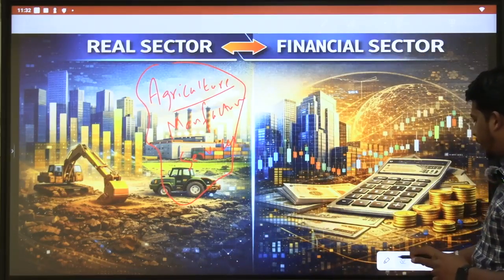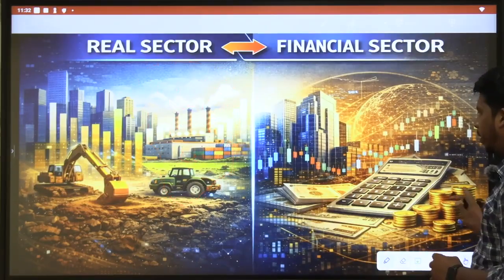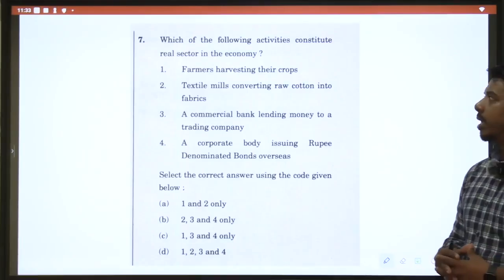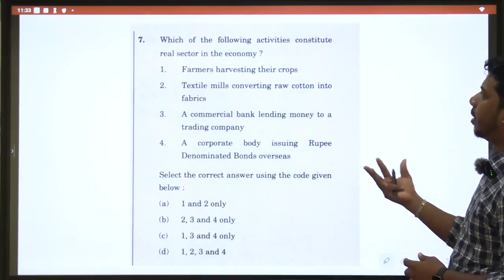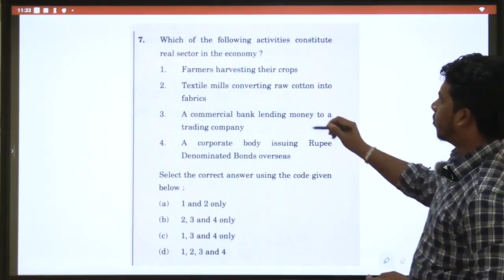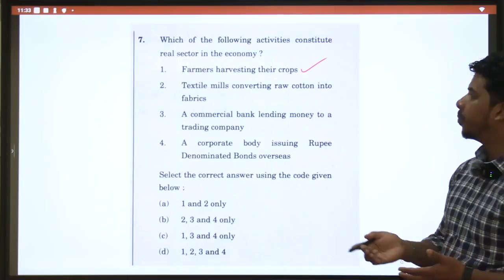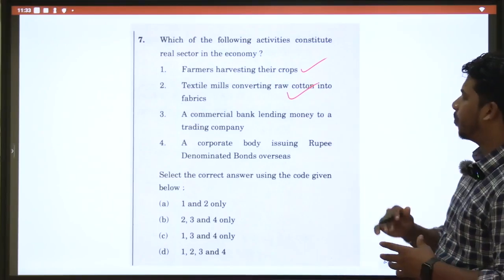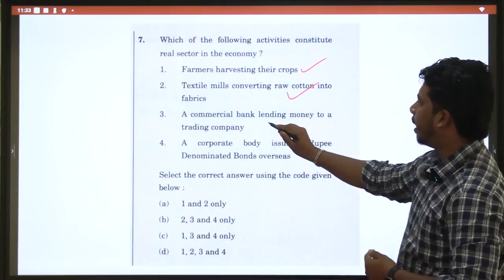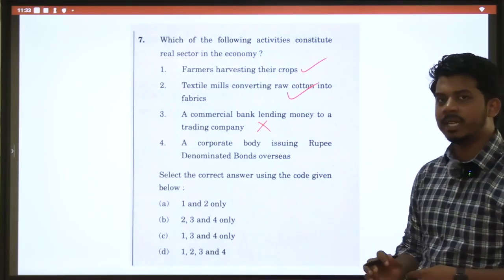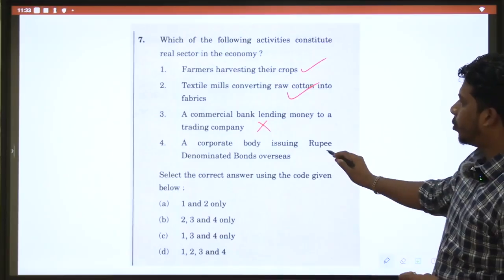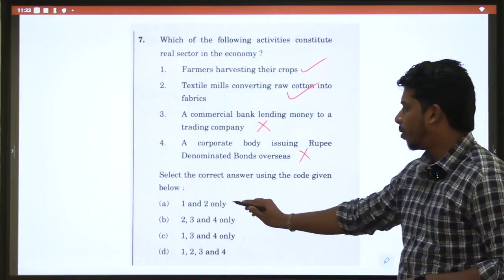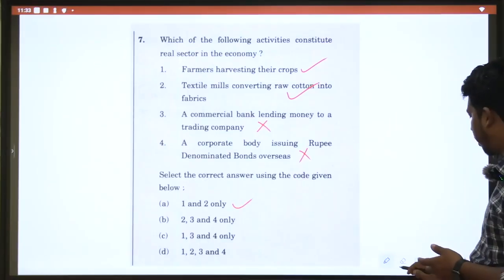You can see here a previous year question UPSC has asked. They are asking which of the following activities constitute the real sector in the economy. Farmers harvesting their crops, yes, of course. Textile mills converting raw cotton into fabrics, yes, of course, it is manufacturing. A commercial bank lending money to a trading company, no, it is the financial sector. A corporate body issuing rupee denominated bonds overseas, no, again it is the financial sector. So this question was asked last year.